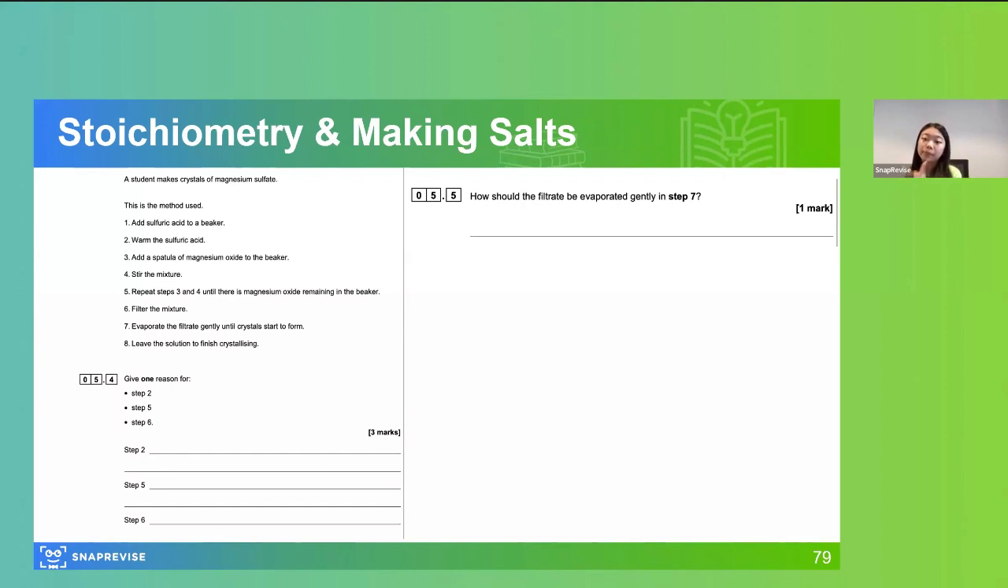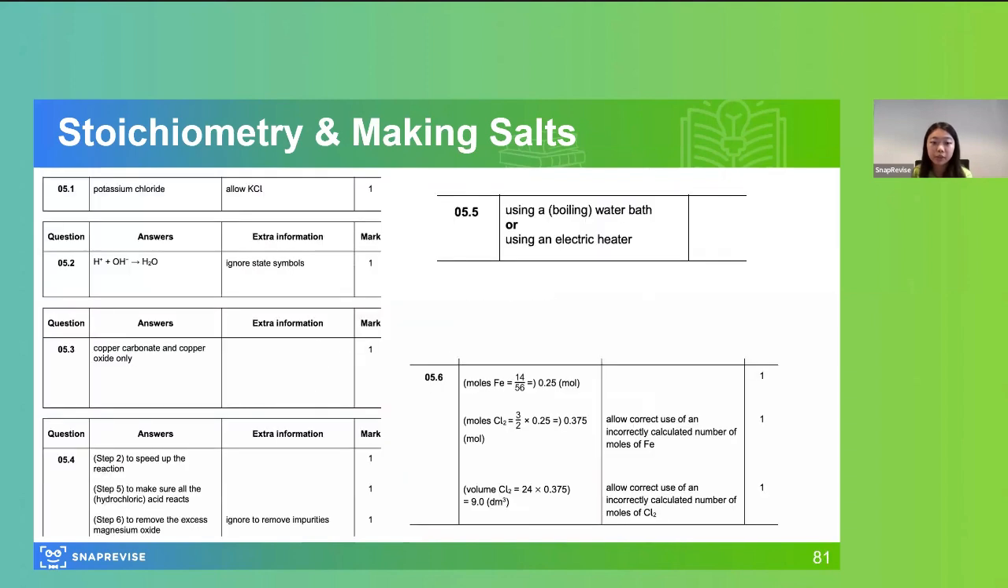Final part, how should the filtrate be evaporated gently in step 7? Again, I mentioned earlier, there's only 2 things you would evaporate it with, either a water bath or an electric heater. So any of these 2 would be completely fine. So that would be the mark scheme for this question.